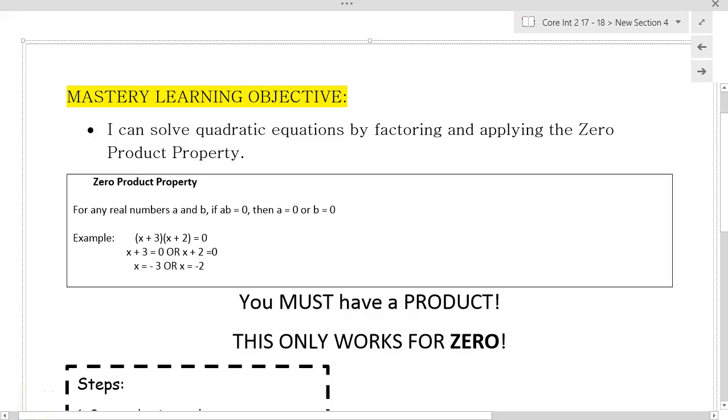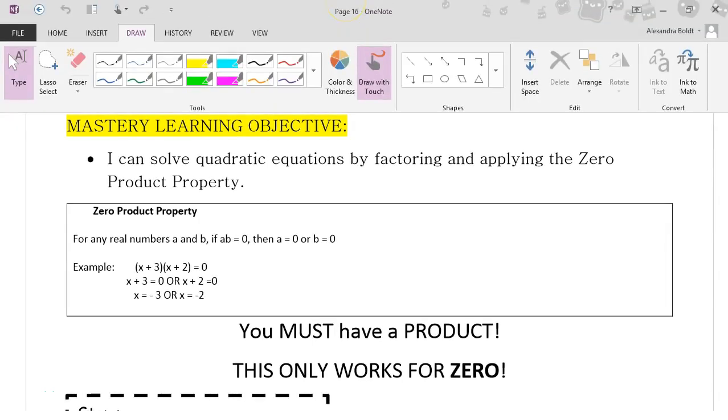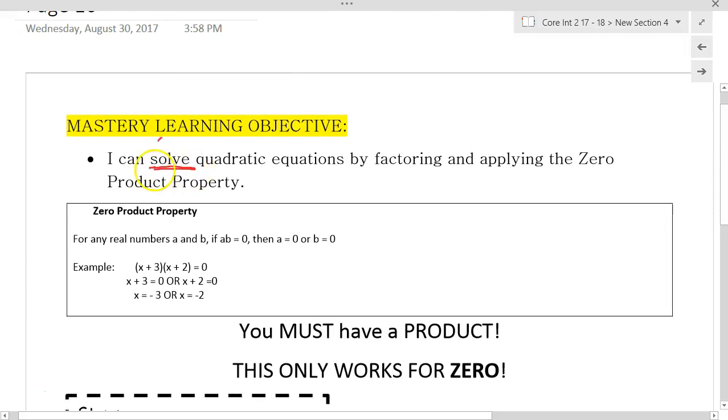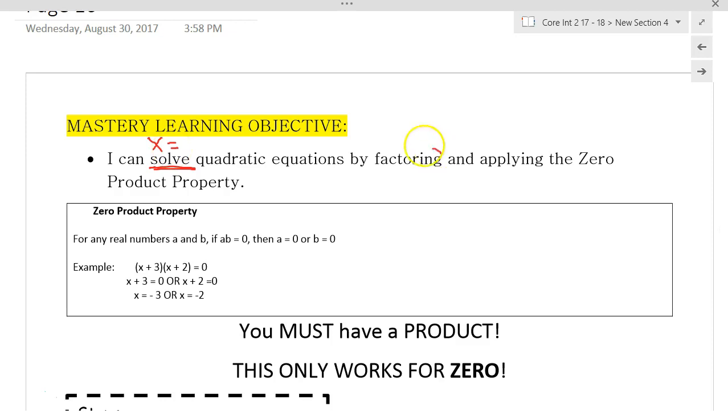The master learning objective for this video is: I can solve quadratic equations by factoring and applying the zero product property. Remember, solving means that I get something like x equals. We're still factoring like we've been doing in the last 2 videos, and now we are also going to use the zero product property. We're going to learn what that is. So those are your big things: solving by factoring and this new zero product property.